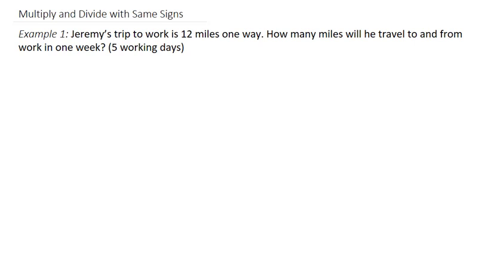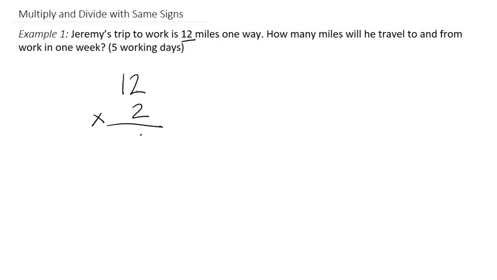So for this, we need to do multiplication, because if he travels to work one way, then he has to also return home. So that means we're going to have to do this trip twice in 1 day. So the first thing we need to do is 12 times 2. Now, if you don't know, that is 24. You can just go ahead and do it like this real quick.